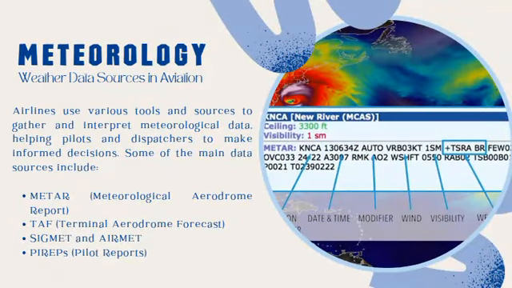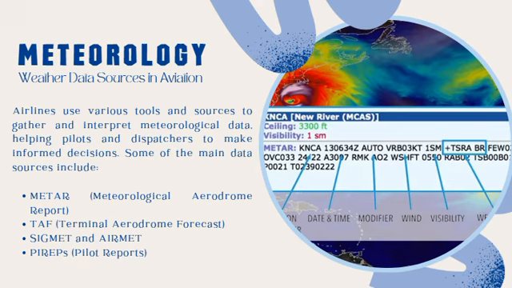Weather data sources in aviation. Airlines use various tools and sources to gather and interpret meteorological data, helping pilots and dispatchers to make informed decisions. Some of the main data sources include METAR, Meteorological Aerodrome Report, a routine hourly report providing current conditions at an airport, such as temperature, humidity, wind speed, cloud cover, and visibility. METAR helps pilots understand the immediate conditions at their departure and arrival airports.